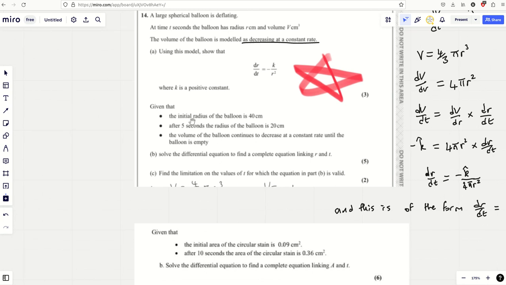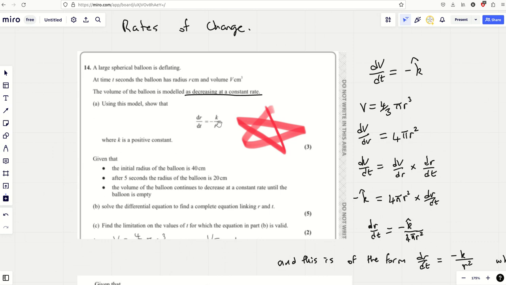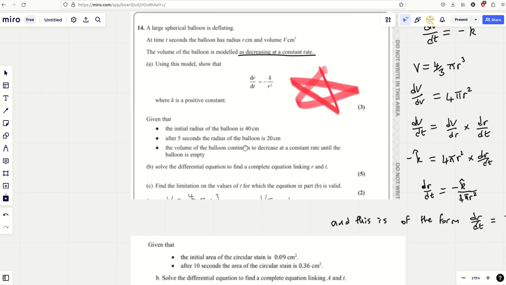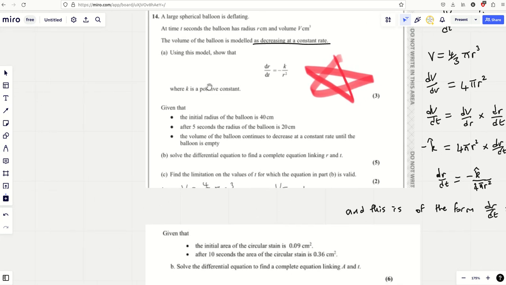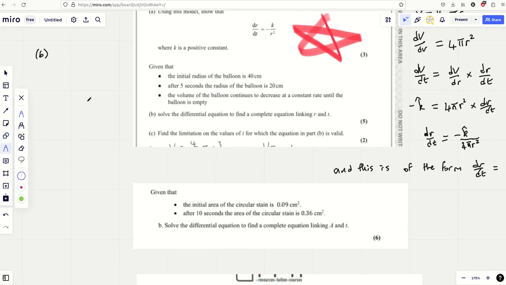Okay, and then for the next bit, and this is more typical, and can I point out, even if you don't get this answer in the exam, they've given you the answer, so you can still do part B. If it's a show-that question, you can still do part B. Well worth remembering that. Too often students ignore the fact that they can get some marks later on in the question. Okay, the initial radius of the balloon is 40, so r equals 40 when t equals 0. After 5 seconds, the radius of the balloon is 20, so t equals 5, r equals 20.